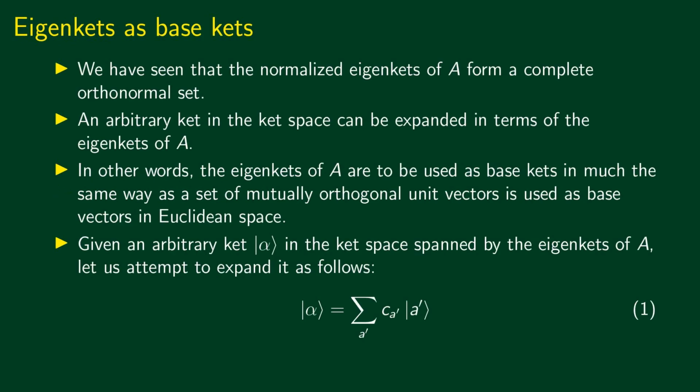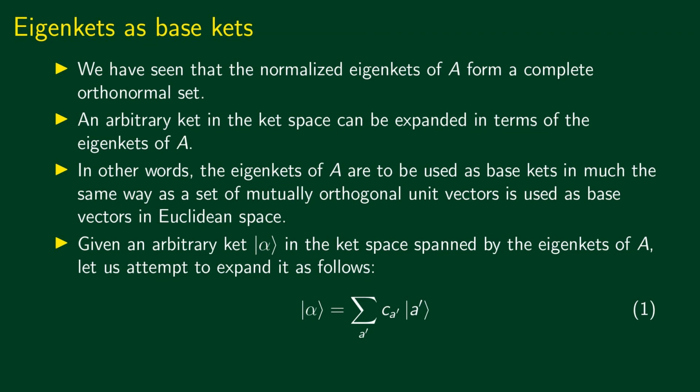We have seen that the normalized eigenkets of A form a complete orthonormal set. What was A? A was some Hermitian operator. An arbitrary ket in the ket space can be expanded in terms of the eigenkets of A. So, since the eigenkets of A form a complete orthonormal set, we can expand any arbitrary ket in the ket space in terms of the eigenkets of A.